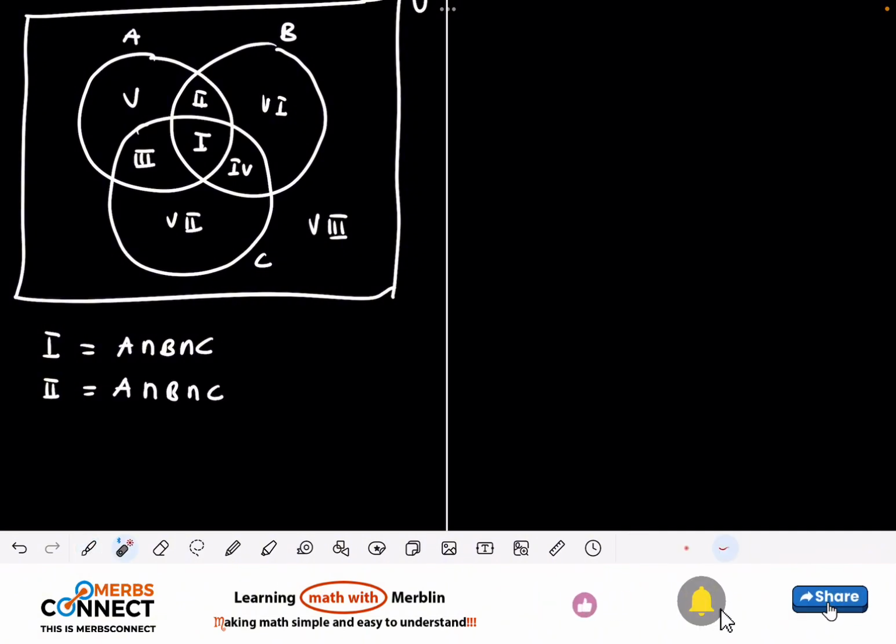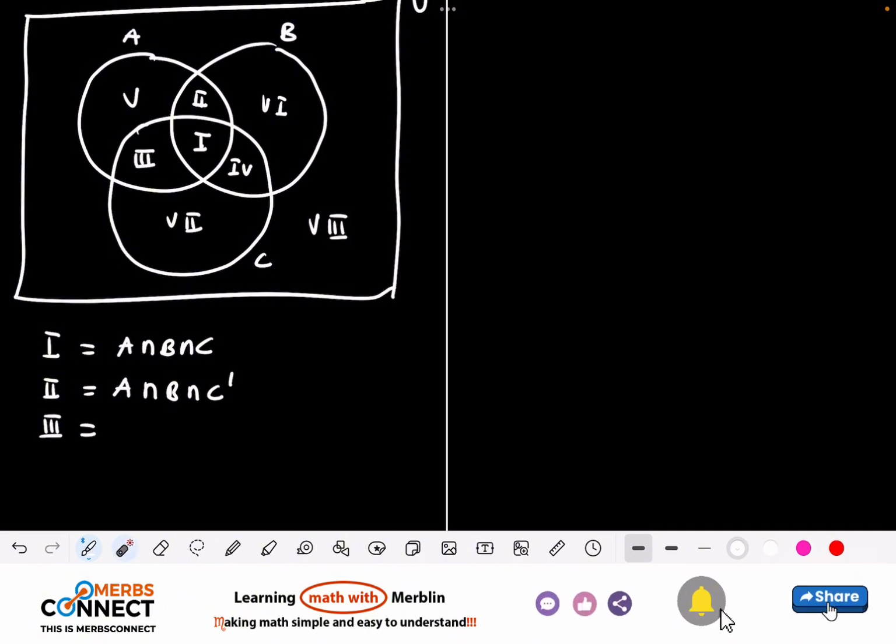But we can see that it just intersects only A and B. So it means that C should be complement. We should take C out, right? Because here we don't have C. But we need to bring C because we have 1, 2, 3 sets. Right.